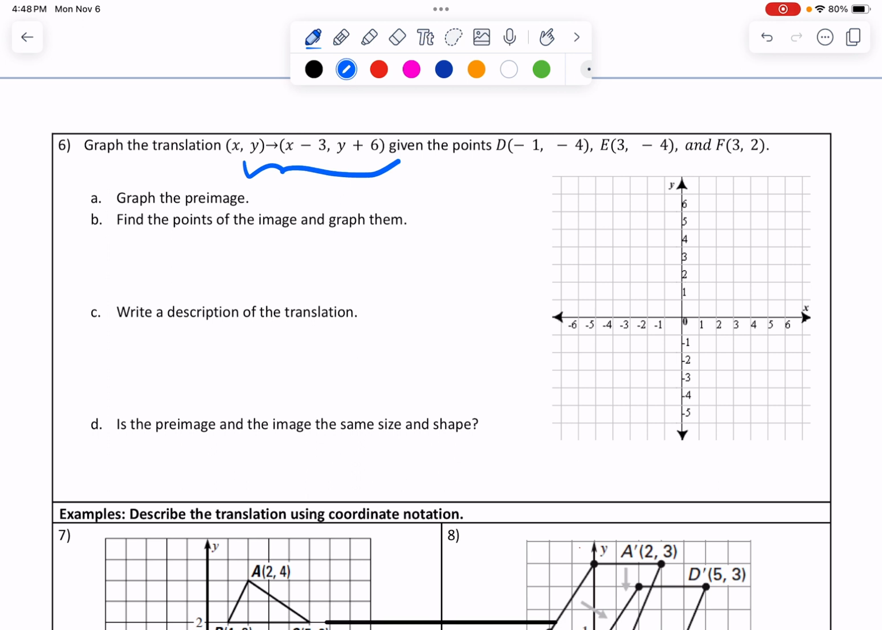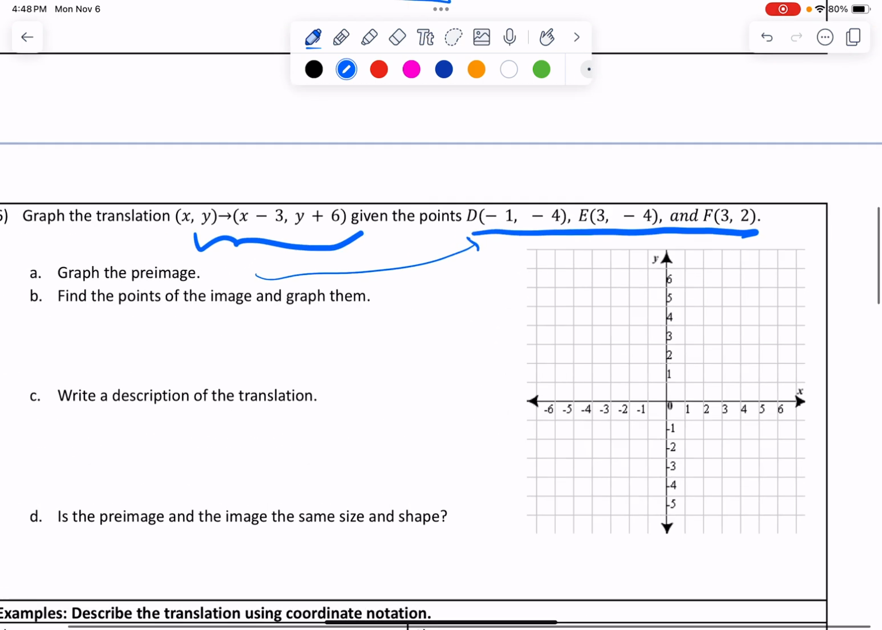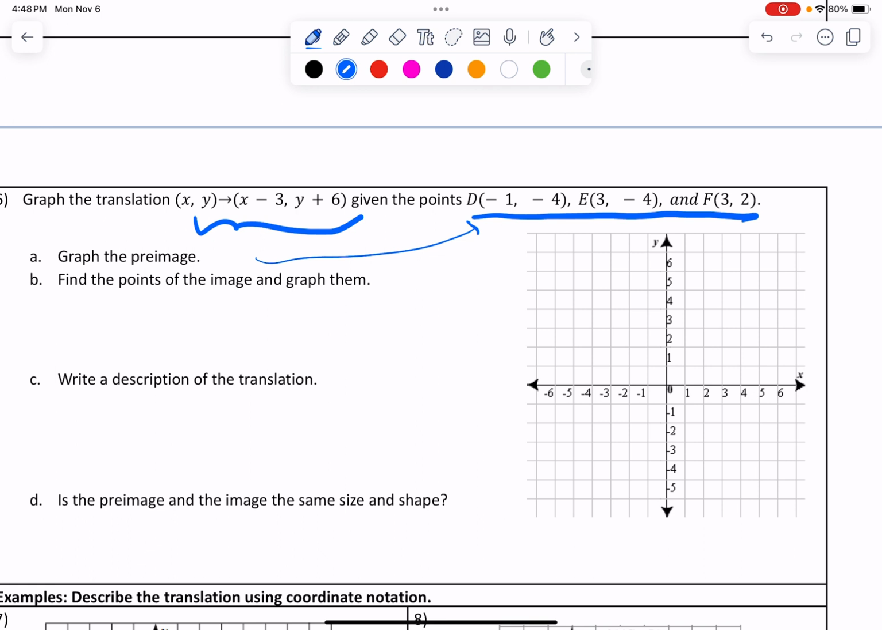Alright, so here's what I'm going to start off with. It's going to be starting with the same idea of graphing these 3 points, and that's going to be your pre-image. So when I graph those 3 points, I'm going to have -1, -4, and that would be D. I'm going to have 3, -4. That would be E. And then F is 3, 2. Connect the dots.